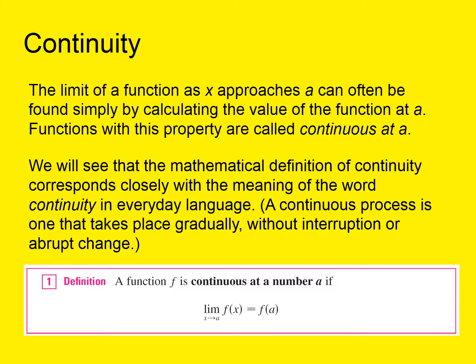So here's the definition. It's easy to remember. A function f is continuous at a number a. Okay, so we're talking about continuity at a number, at one particular x value, if the limit as x goes to a of f of x equals f of a.